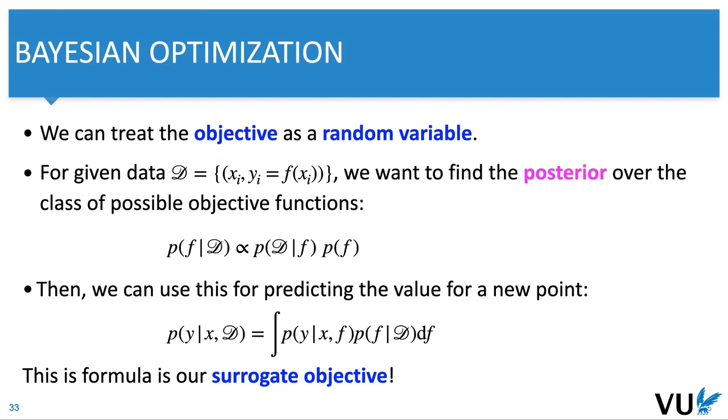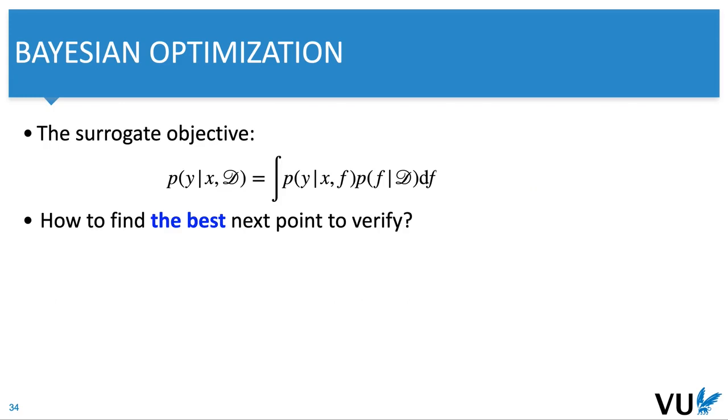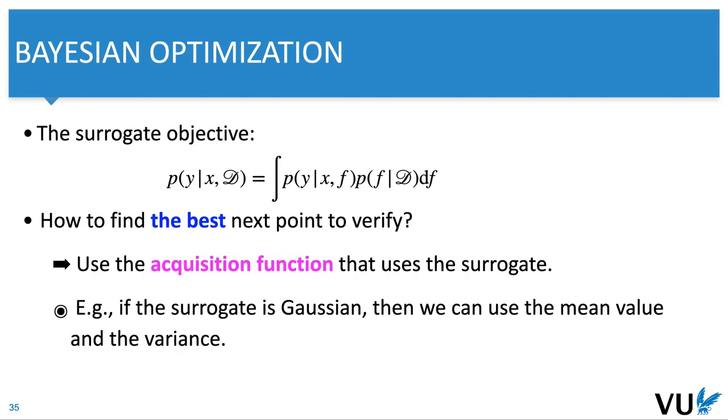All right, but how can we build a surrogate objective? The next thing, of course, is when I learn. So let's say I'm training a robot, and I'm interested in what is the next point to verify, so that I can, for instance, lower my uncertainty. For this purpose, we use an acquisition function that uses the surrogate objective. For instance, if the surrogate objective is Gaussian, then we can use the mean value and the variance to pick the next point.